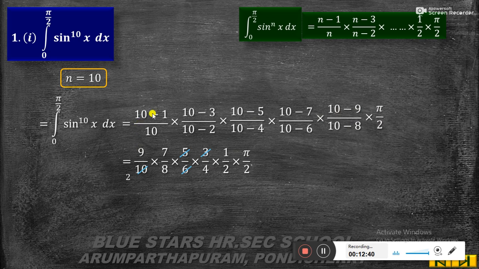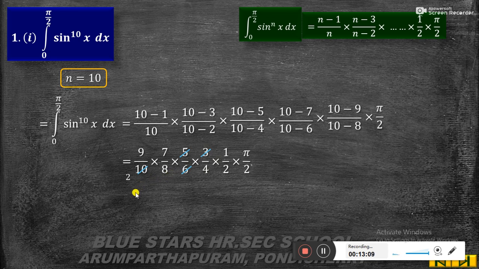So the next step, 10 minus 1 means 9. 9 by 10 into 10 minus 3 means 7 by 8. 10 minus 5 means 5 by 6. 10 minus 7 means 3 by 4. 10 minus 9 means 1. 10 minus 8 means 2. 1 by 2 into pi by 2. The next step you just cancel this. 5 into 10: 1 5s are 5, 2 5s are 10, so 2 here. Next 1 3s are 3, 2 3s are 6. So we cancel this.